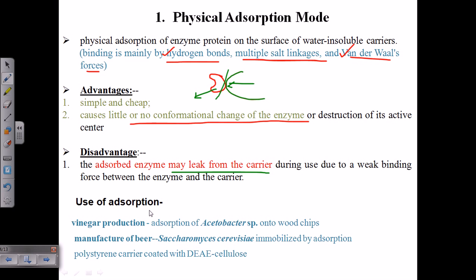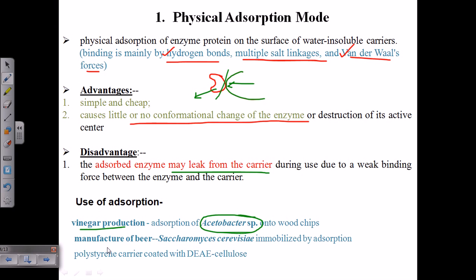Okay, now the use of this adsorption technique is in the case of vinegar production. We can use the adsorption of Acetobacter species, which is a whole cell, onto wood chips. So we take whole cell immobilization via adsorption, where the Acetobacter species is attached to wood chips in the case of vinegar production.